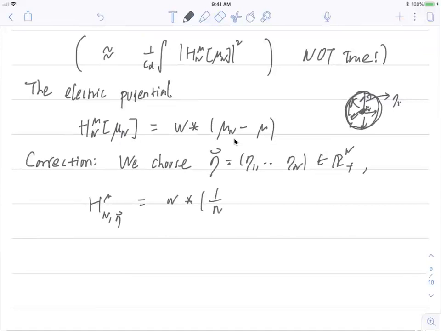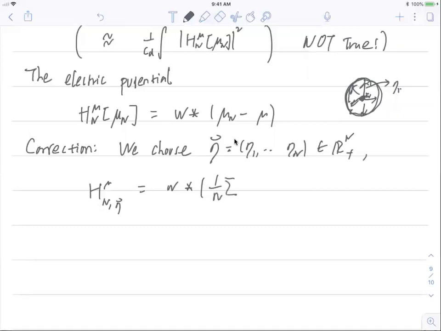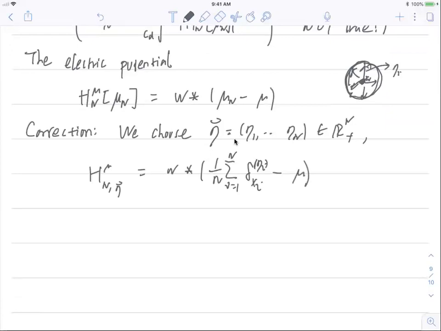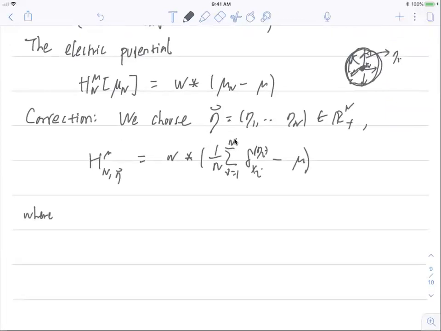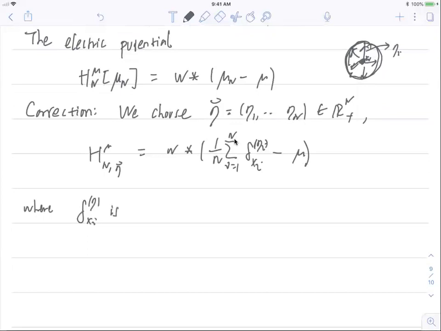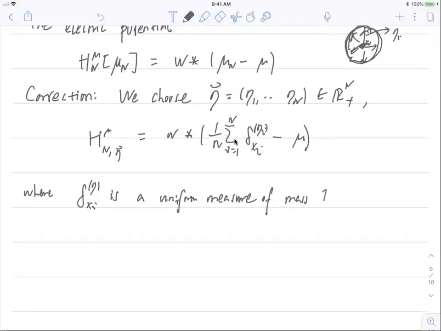So now it's a regularized Dirac. Here delta xi eta is a uniform measure of mass 1 on this sphere.